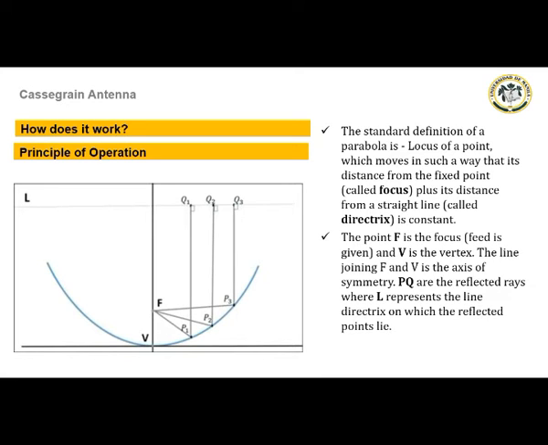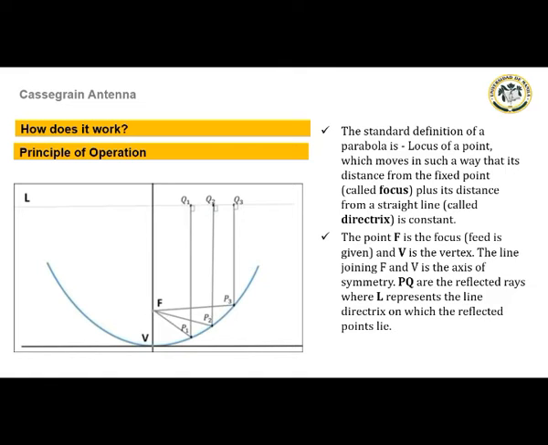Principle of operation. The standard definition of a parabola is the locus of a point which moves in such a way that its distance from the fixed point plus its distance from a straight line is constant. The following figure shows the geometry of a parabolic reflector. The point F is the focus, and V is the vertex. The line joining F and V is the axis of symmetry. P and Q are the reflected rays, where L represents the line directrix on which the reflected point lies.